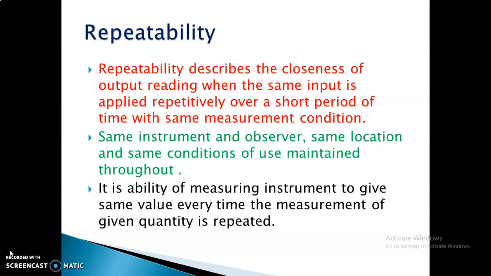So it is the ability of the measuring instrument to give the same value every time the measurement of a given quantity is repeated. While you are repeating the measurement, you should get the correct value. If the value is changing, then your repeatability is not okay.